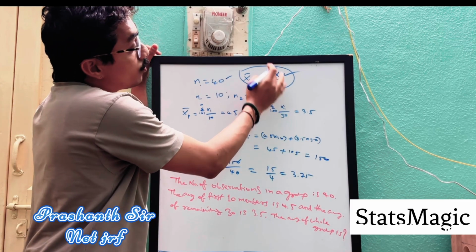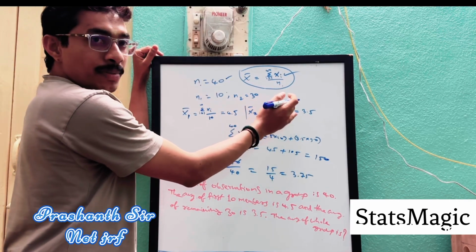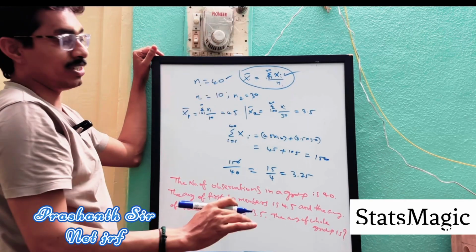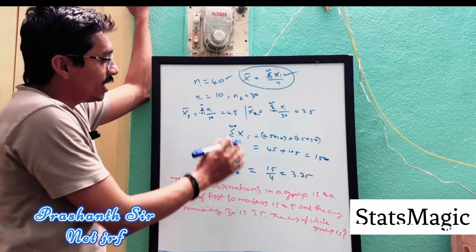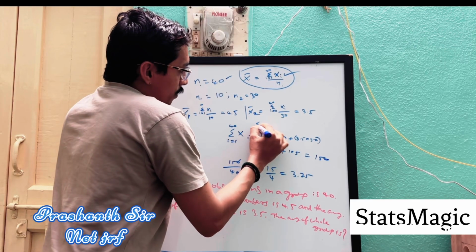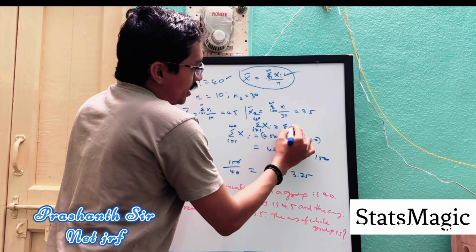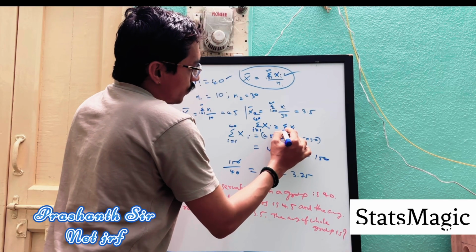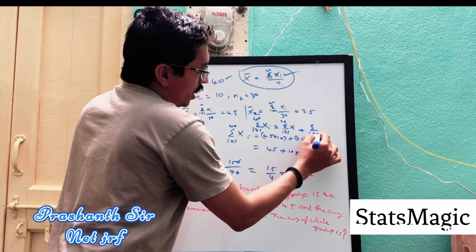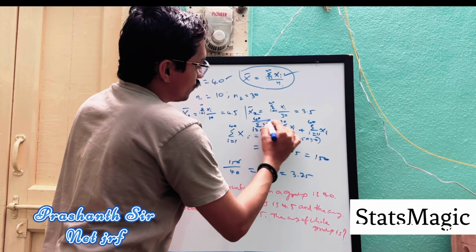Summation xi, i equal to 1 to 40, I need. They gave 1 to 10 separately and 11 to 40 separately, that is 10 and 30. But I need 1 to 40. So for that, one more step I am writing: summation xi for i equal to 1 to 40 is nothing but summation xi for i equal to 1 to 10 plus summation xi for i equal to 11 to 40. So I need to add both of these.